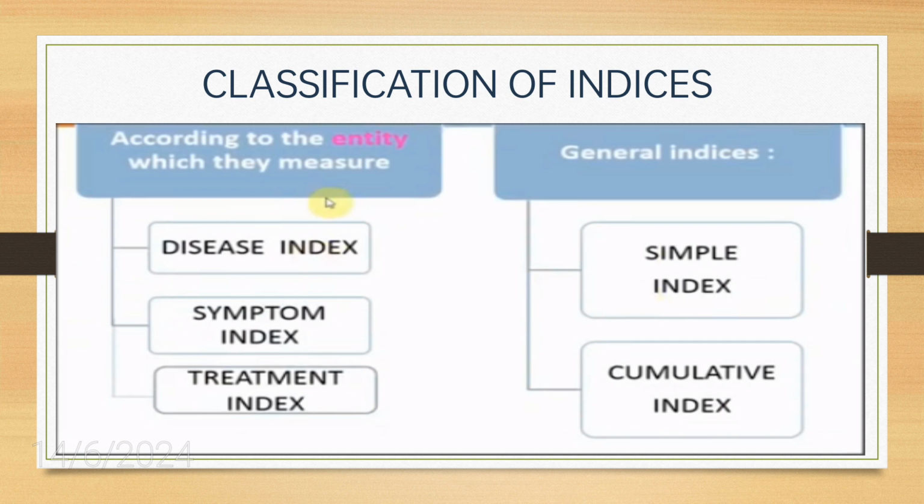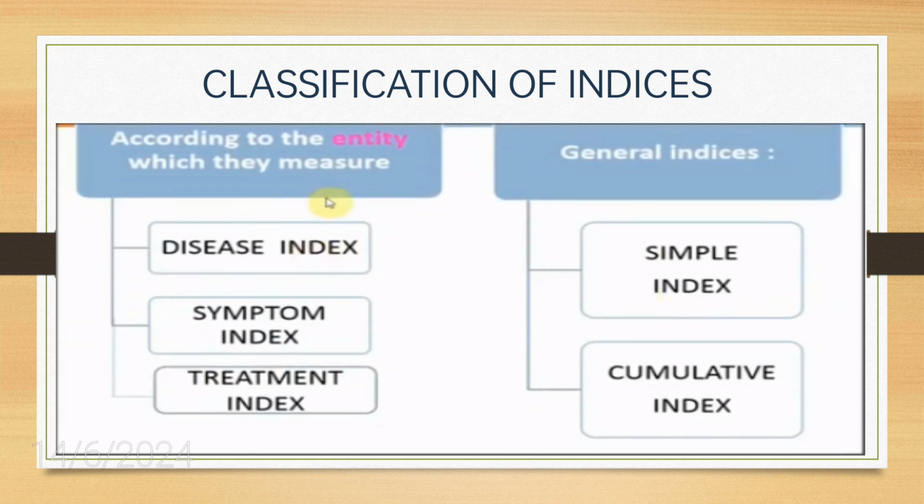Symptom index measures the symptoms associated with the condition. Example of symptom index is pain index in endodontic cases. It assesses the pain among the patients. Treatment index evaluates the need or outcome of treatment. Example of treatment index is orthodontic treatment need index.